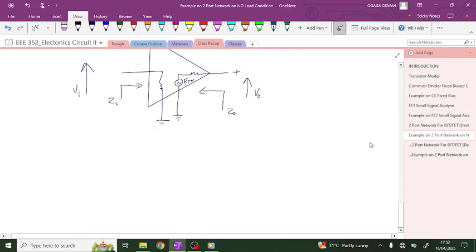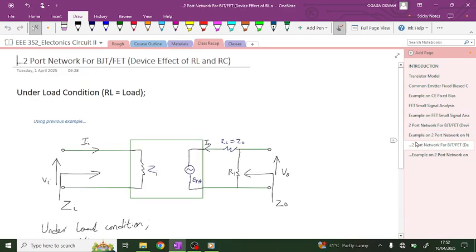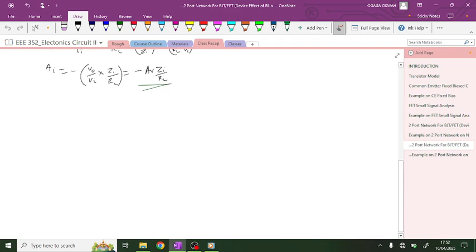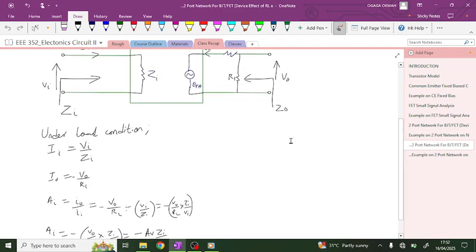So that's it for no load. For when there is load, let's just do a different video on that. The one I did just now is for no load. So we'll work on the one that has load in the next video.